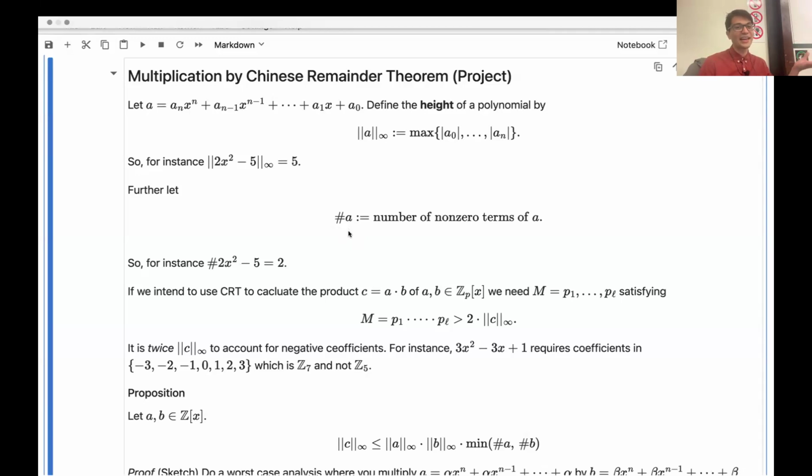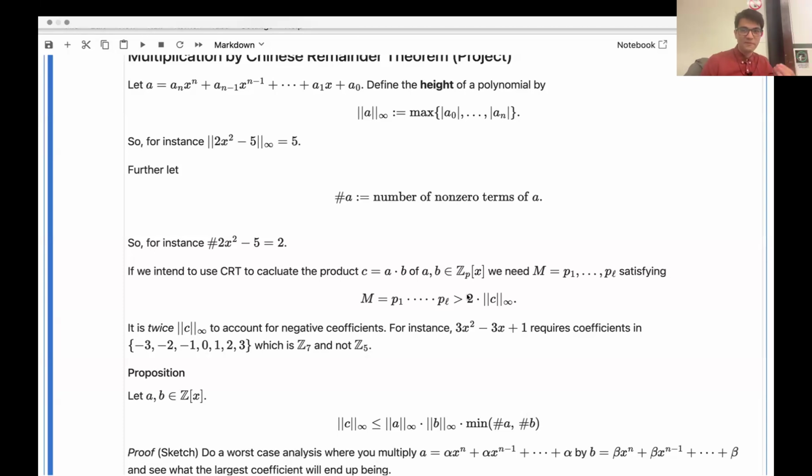Okay. So hashtag A, we're going to let that be the number of non-zero terms of A. So for instance, the number of non-zero terms of 2x^2 minus 5 is 2. Now we have the height of a polynomial, and I know the number of non-zero terms of a polynomial. So if we intend to use the Chinese remainder theorem to calculate the product C of A times B, where A and B are now taken from this prime field, and we want the product over the integer coefficient ring, then we need an M, a product of primes, that is larger than 2 times the height of C.